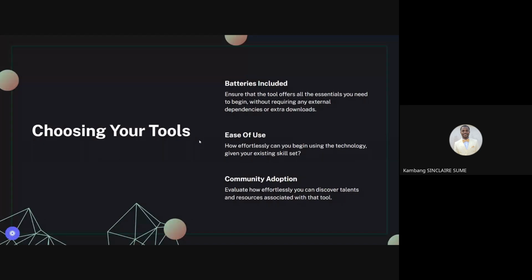Tools come to solve specific problems, but there are others that come with batteries included. When I show you my personally recommended examples, I'm going to elaborate more on this point. The next thing, since we are running out of time, is ease of use. How effortless can you begin with the technology or skill that you are considering?